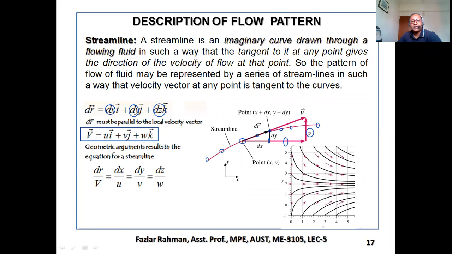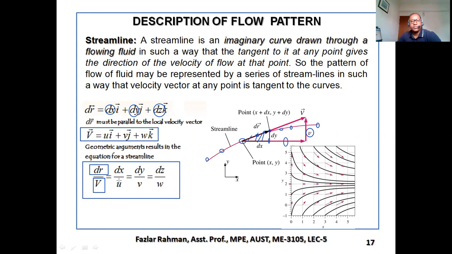In that case, you see this smaller triangle and this bigger triangle with the velocity are similar. From this triangular relationship, you can get this equation. Just remember: dx by u equals dy by v equals dz by w, and the vector dr by the vector v is the same as all those components.